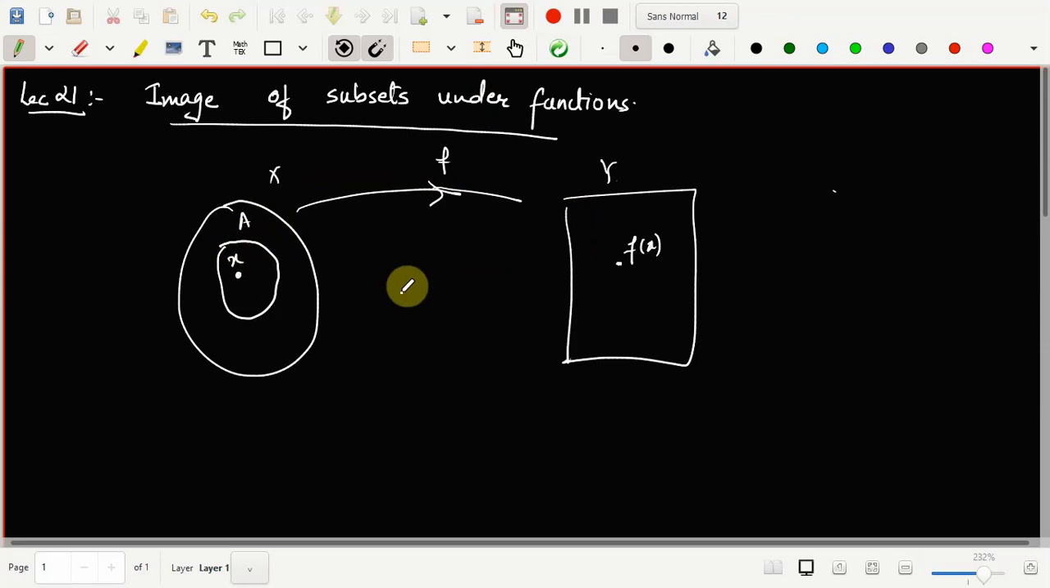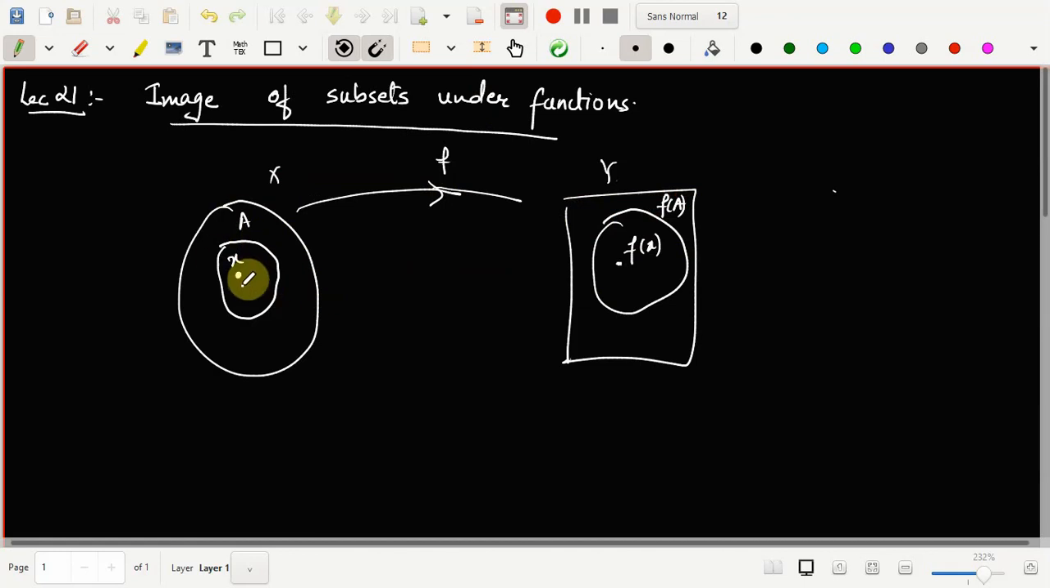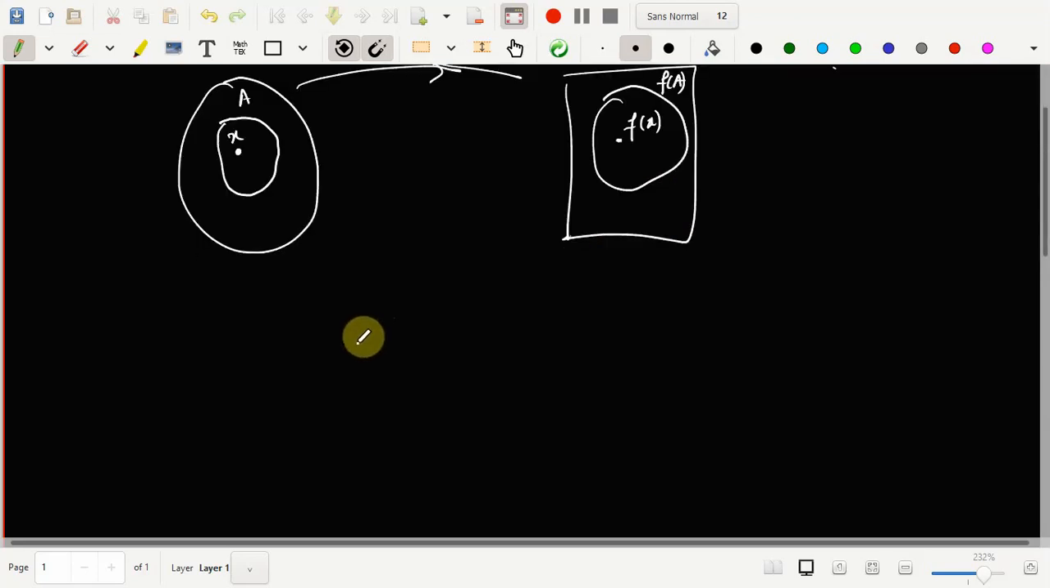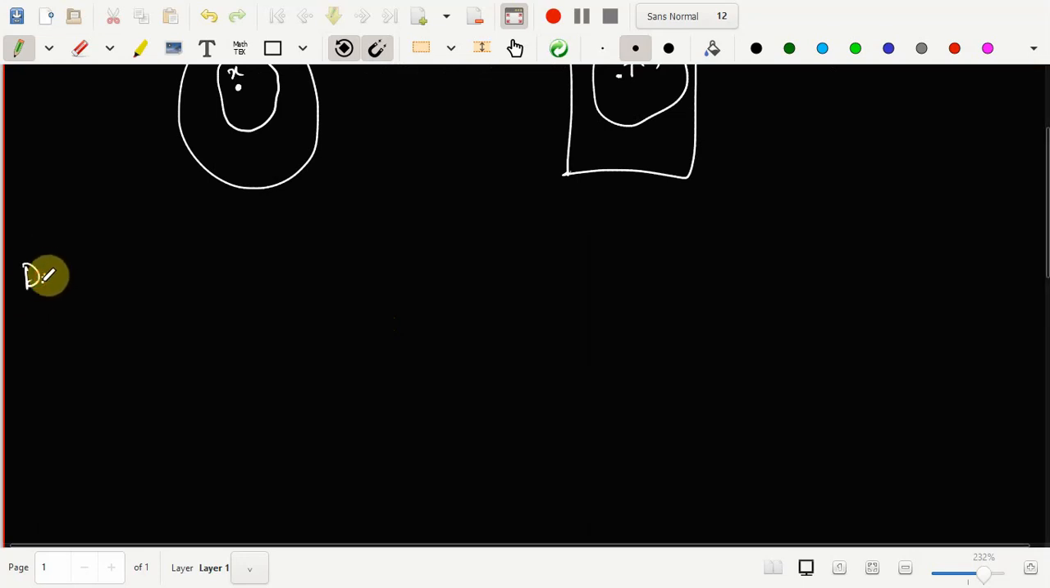Okay, so for this set, the notation should be f of A. For this set A, we collect all the images of the elements of A and we call it f of A, which is a subset of Y. So the definition should follow in this way. Definition.